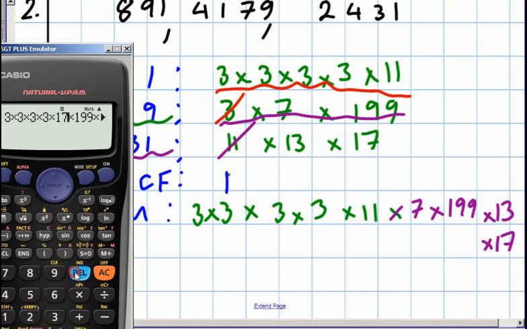That should have been my 11, should it not? Beg your pardon. And then I should have put a times 7, should I not? And then times the 199, good. And let's just check, I've got all of those. Times 13 times 17 equals. Did anybody else get that?